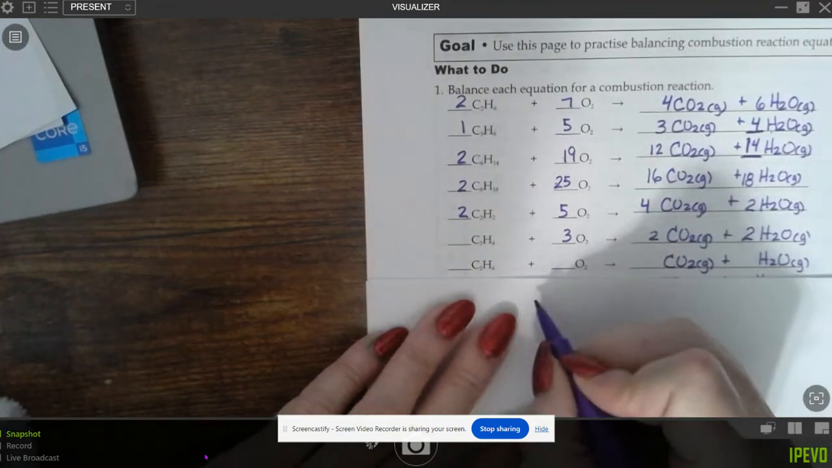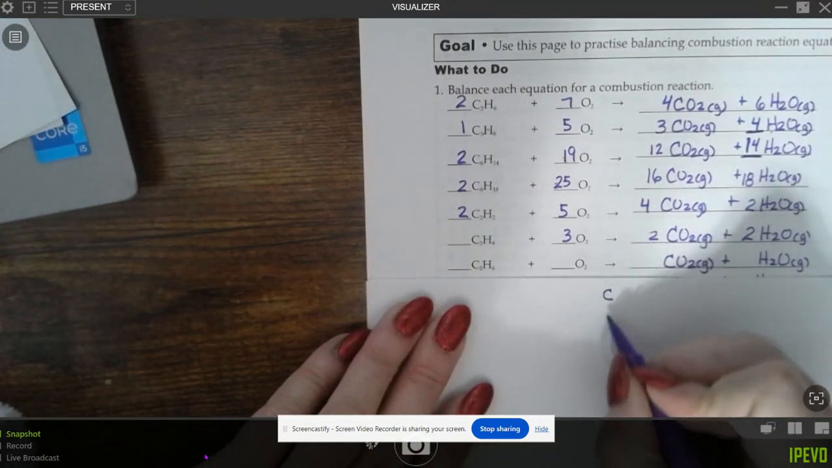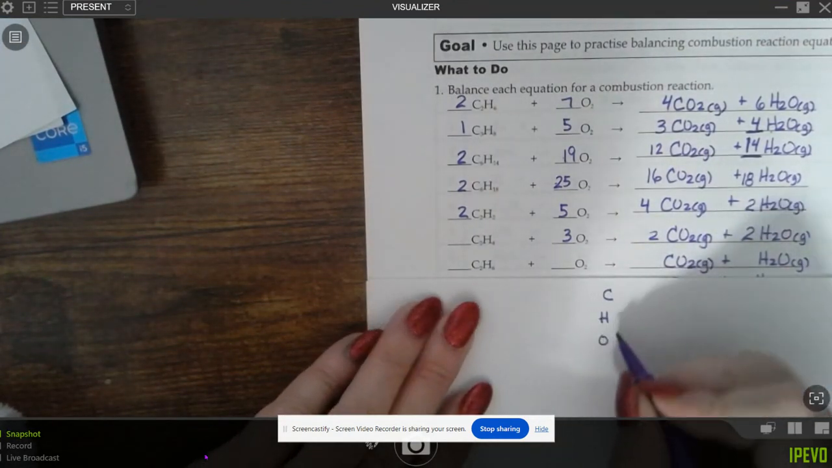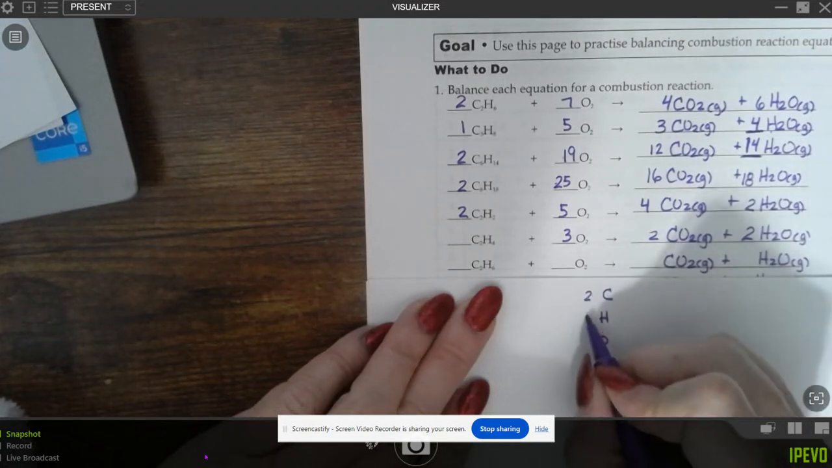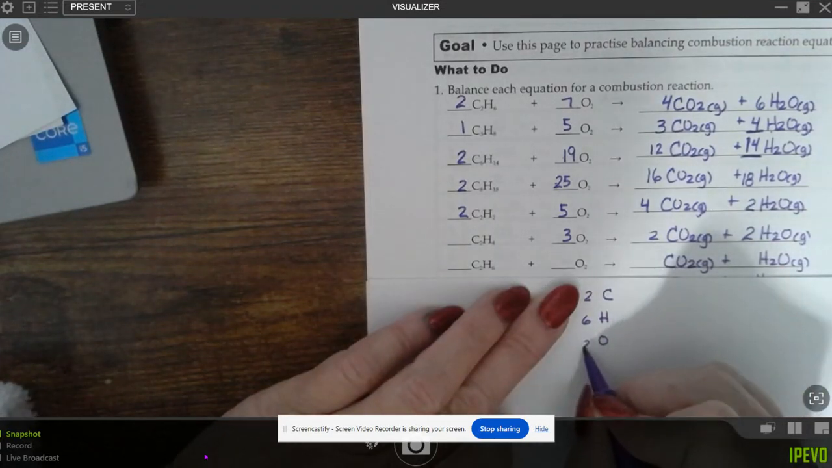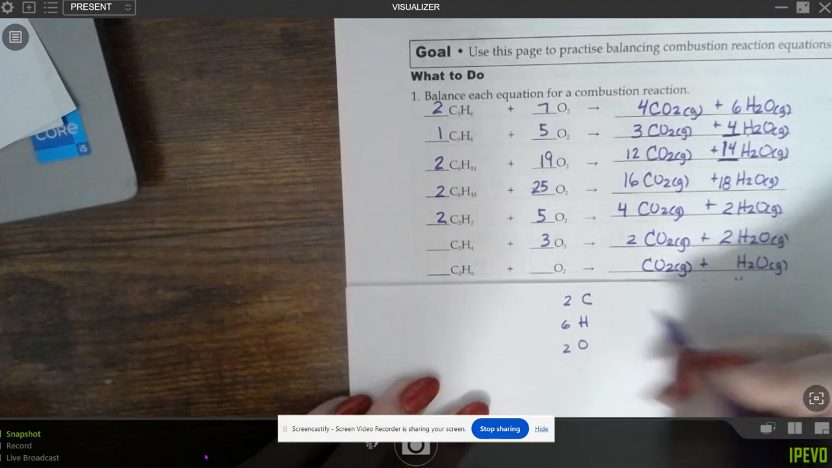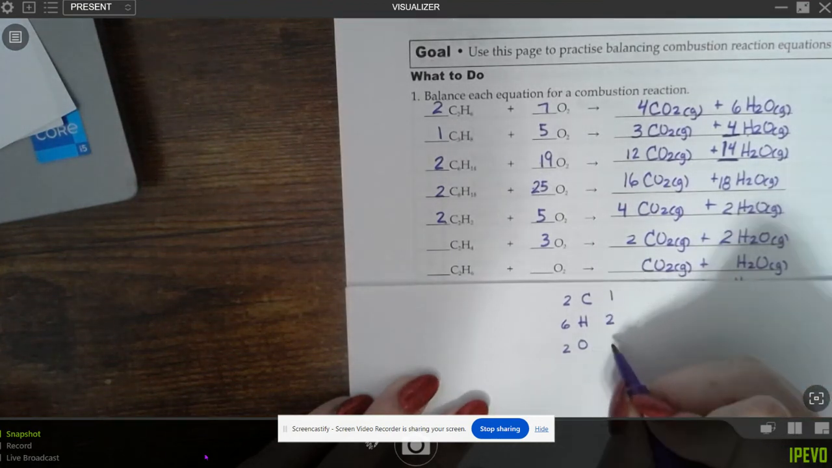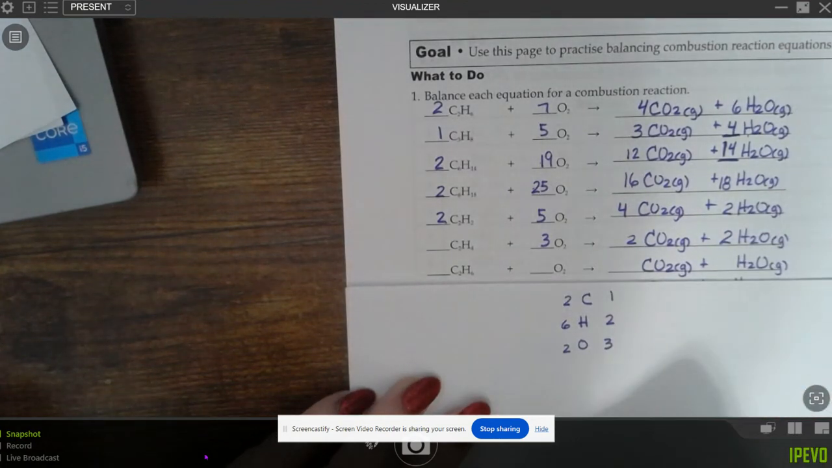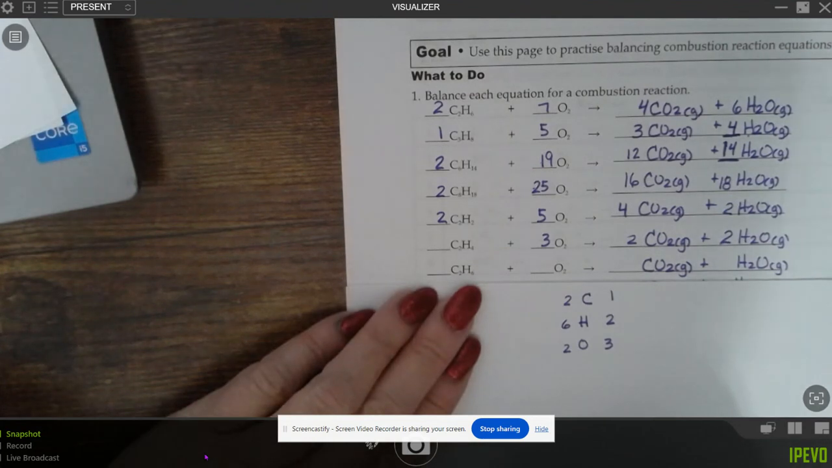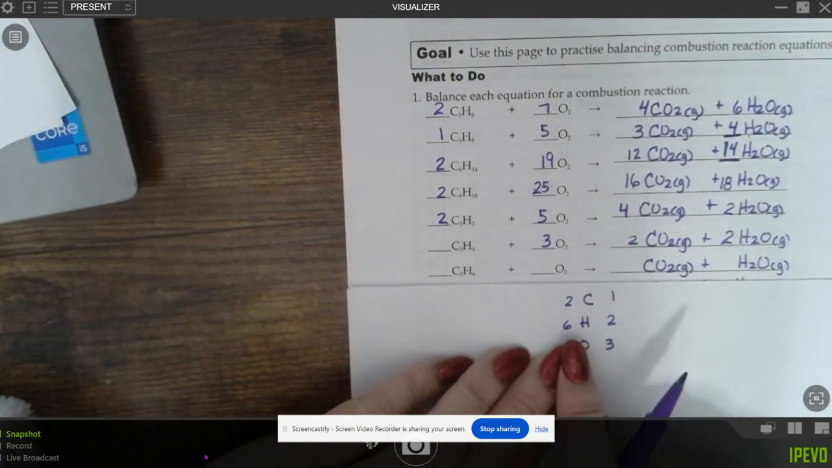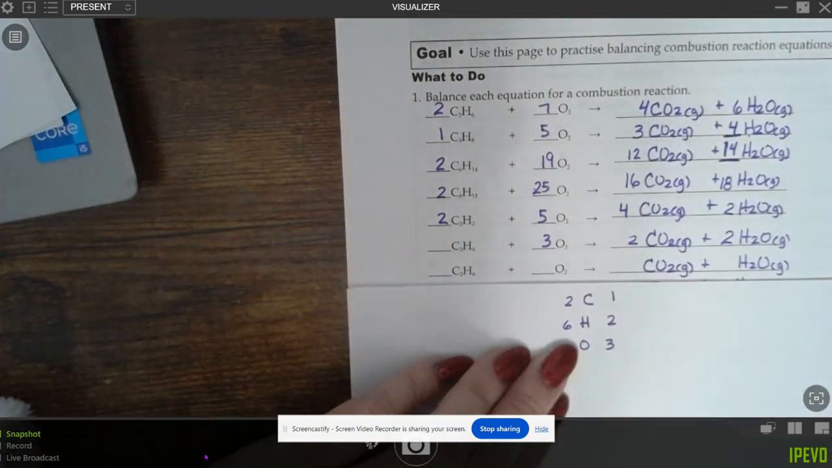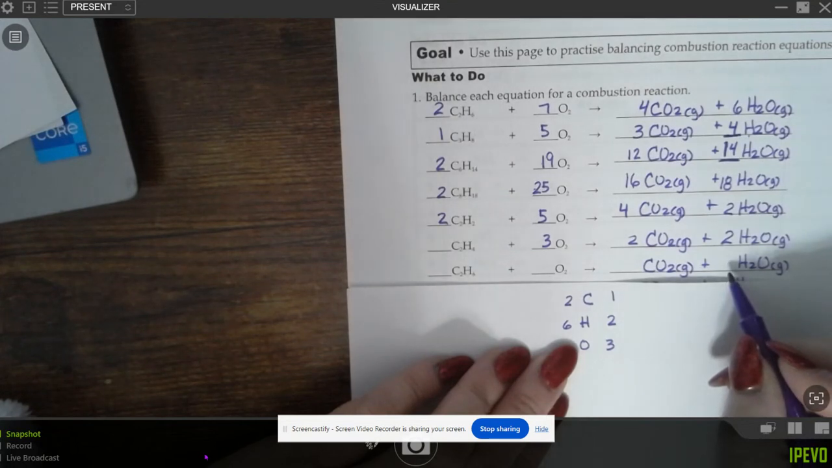C2H6O2. So let's do this. I've got 2 carbon, 6 hydrogen, 2 oxygen. On the other side, I've got 1 carbon, 2 hydrogen, 3 oxygen. So here we go again. If I need 6 hydrogen, that would mean I need to put a 3 in front of the water.